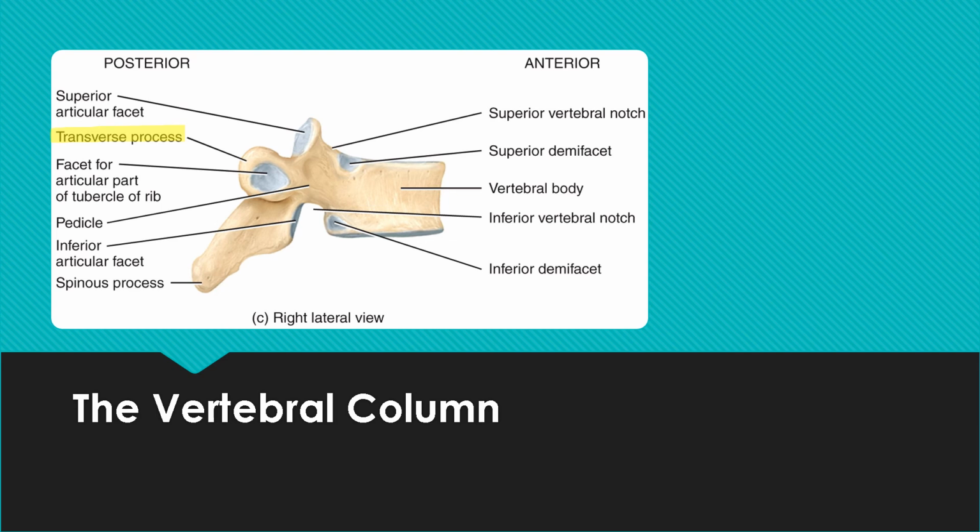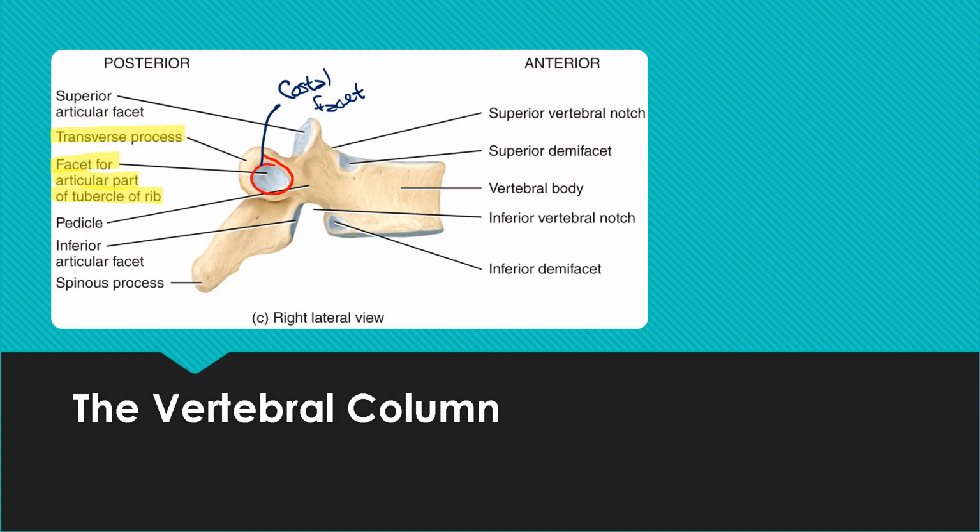We can see one here. These are going to be articulation points that articulate with the tubercles of the ribs. So we can see here. So another name for these is costal facets. Remember that costal also means rib.